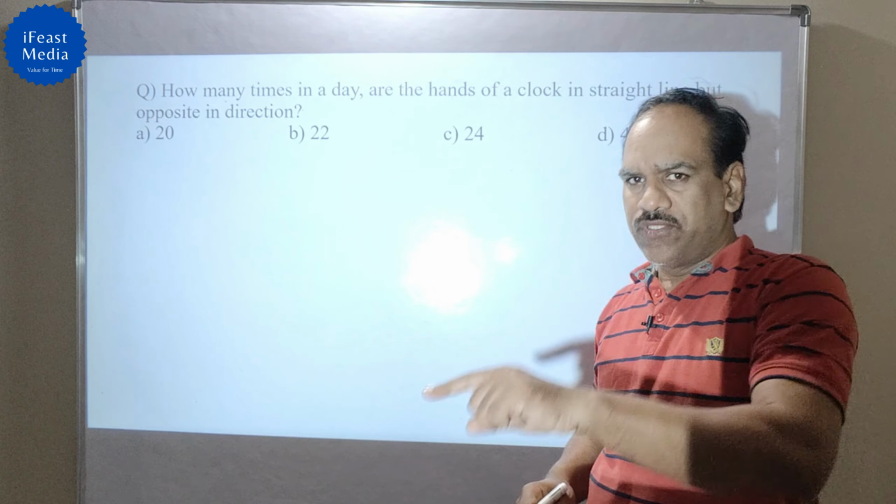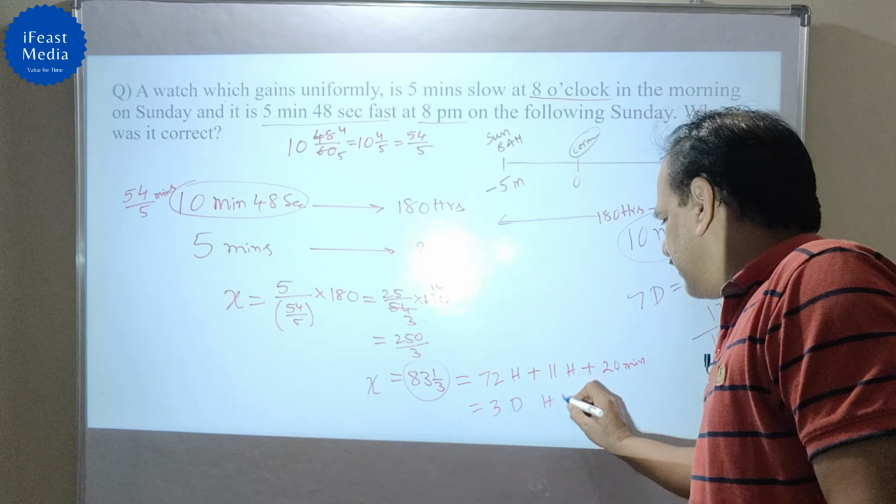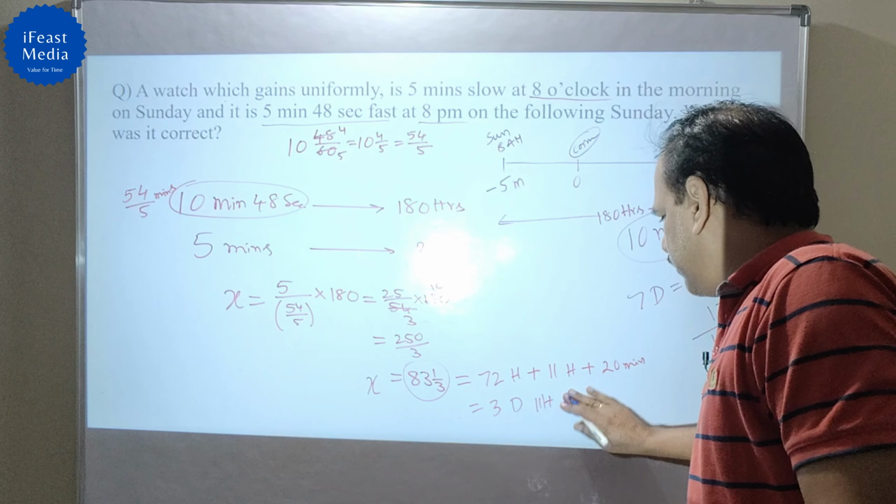It is 83 1 by 3. So x equal to 83 1 by 3 hours. That means in 83 1 by 3 hours, it will become 0. 83 1 by 3 hours is 72 hours plus 11 hours plus 1/3 of an hour. 1/3 of an hour is 20 minutes. 72 hours is 3 days, 11 hours, 20 minutes.